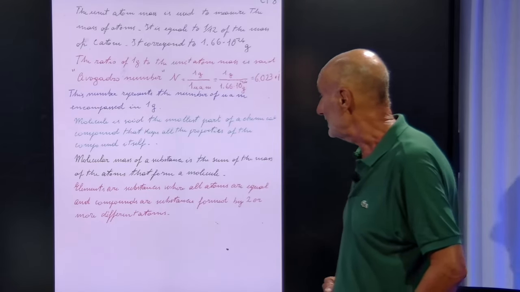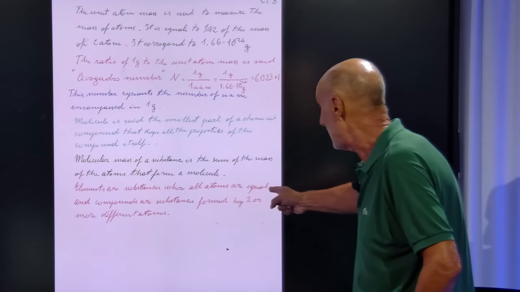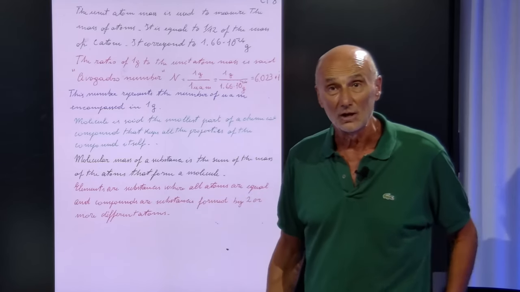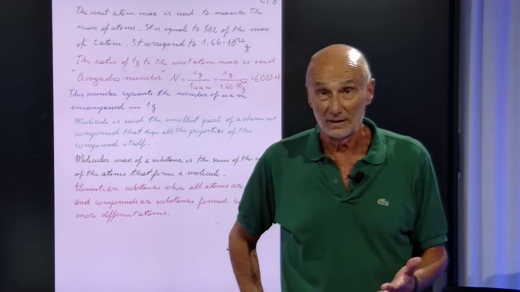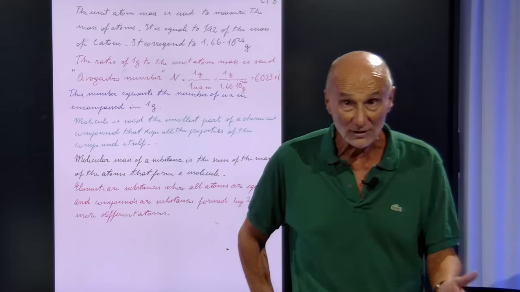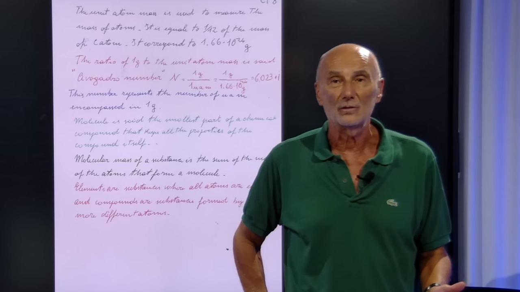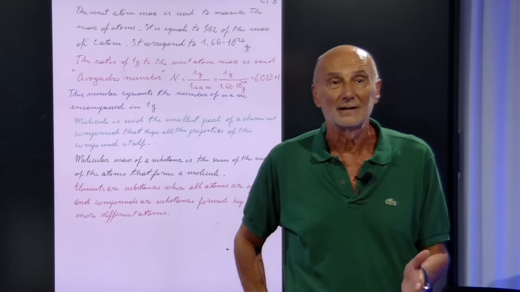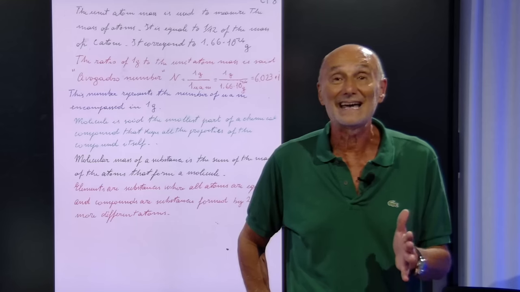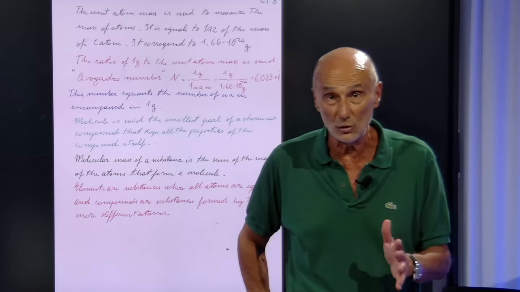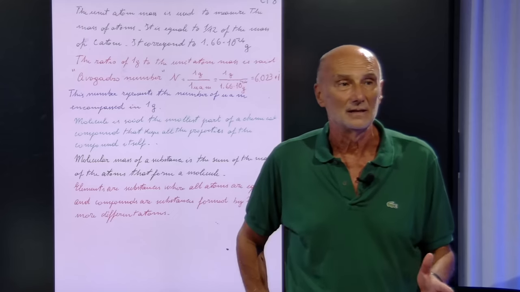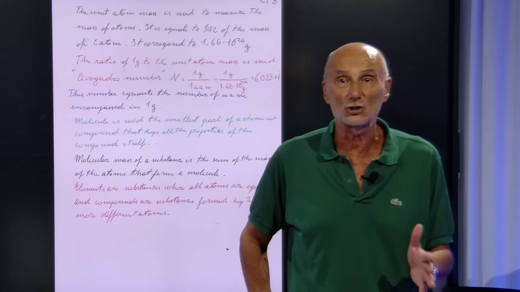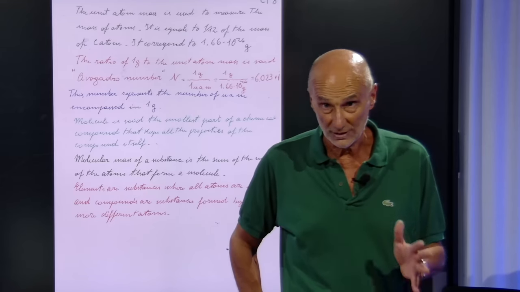Well, then we can say that elements are substances where all atoms are equal, and compounds are substances formed by two or more different atoms. For example, water is a compound, because there are hydrogen atoms and oxygen atoms. For example, chlorine is an element, because chlorine has a molecule with formula Cl2, namely a diatomic molecule composed of two chlorine atoms. As well, hydrogen is another element, because it is composed of molecules with formula H2. Namely, there are only hydrogen atoms.